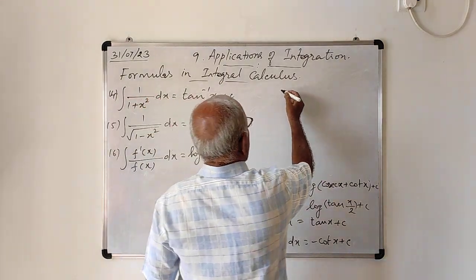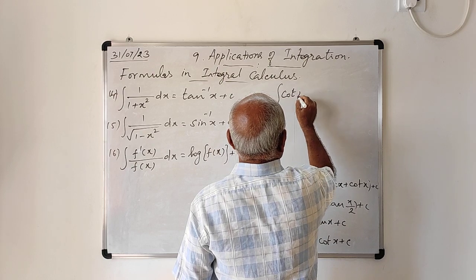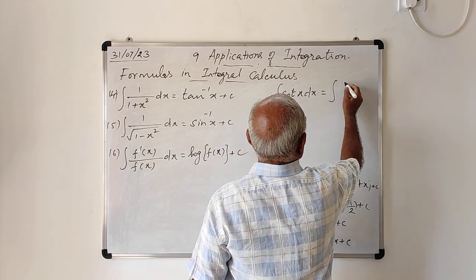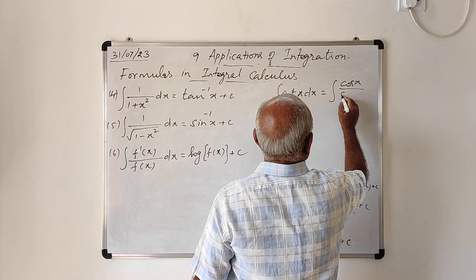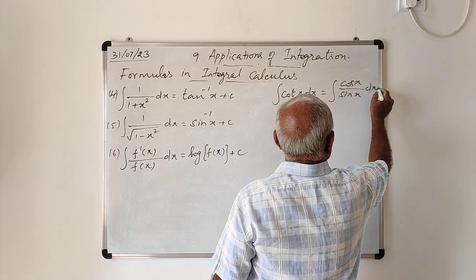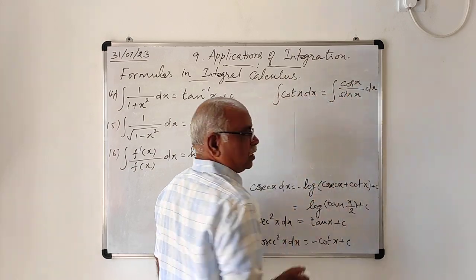For example, you consider integral cot x. Integral cot x you can write it as cos x by sin x dx. Cot x you can express as by trigonometry cos x by sin x.